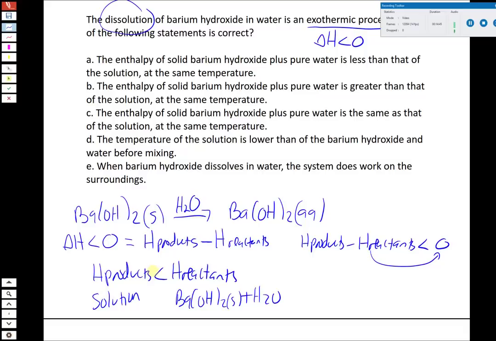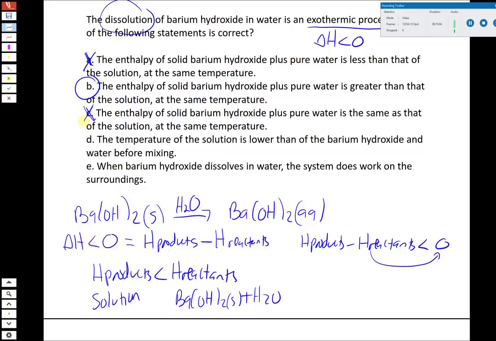So this one says that the enthalpy of solid is less than that of the solution, so that's wrong. Choice B, the enthalpy of the solid plus water is greater than that of the solution. That looks like that's correct. So this one's our answer choice. Choice C says that they're the same. That would only be true if delta H was 0, so that we can get rid of.